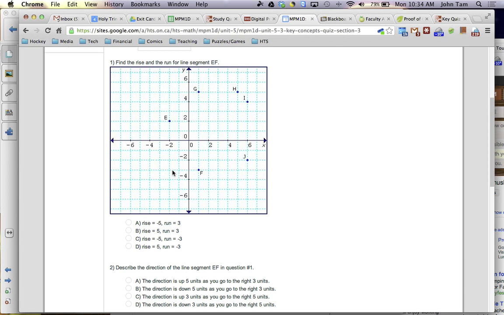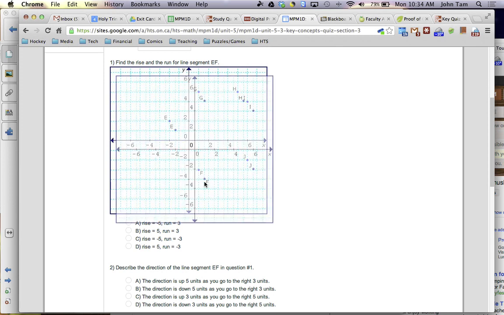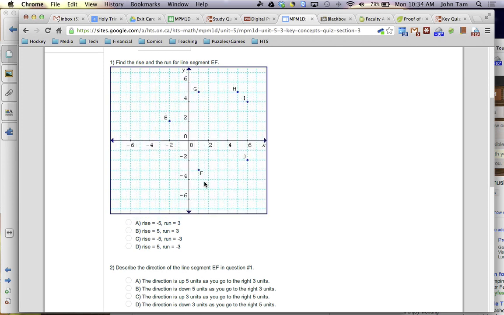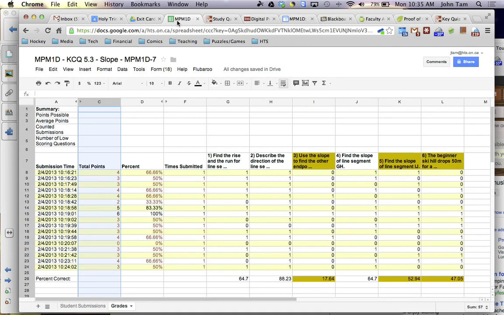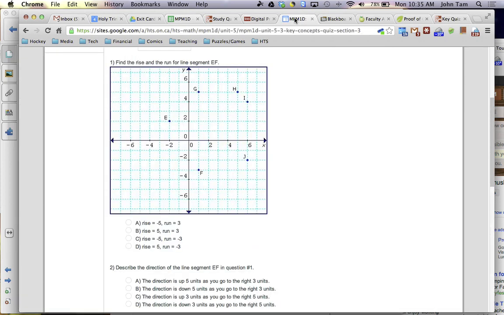If we drew a line from E to F, that slope is going down. And the run is going to the right 3, so that's positive. So the answer is A. Okay, questions 1 and 2 we did all right. Use the slope to find, so that one was done very poorly. So number 3.